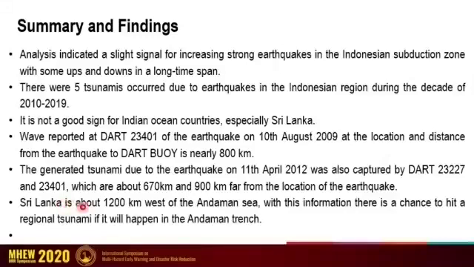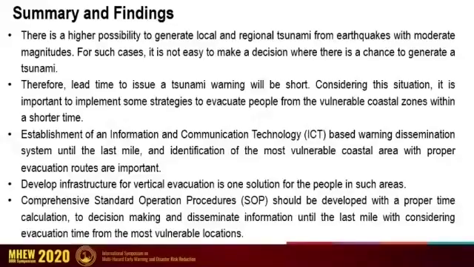Sri Lanka is about 1,200 kilometers west of the Andaman Sea. With this information, there is a chance of a regional tsunami hitting if there is some earthquake over the Andaman Trench. There is a higher possibility of generating local and regional tsunamis from earthquakes with moderate magnitudes. For such cases, it is not easy to decide whether there is a chance of a tsunami being generated. Therefore, the lead time to issue a tsunami warning will be short.